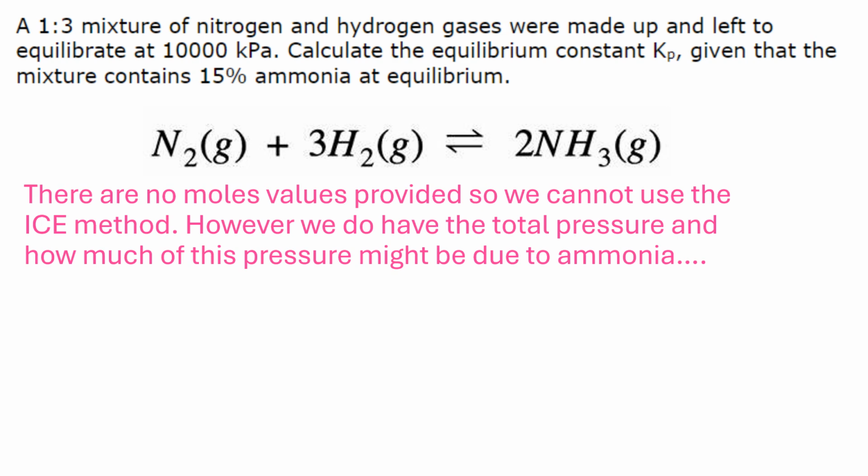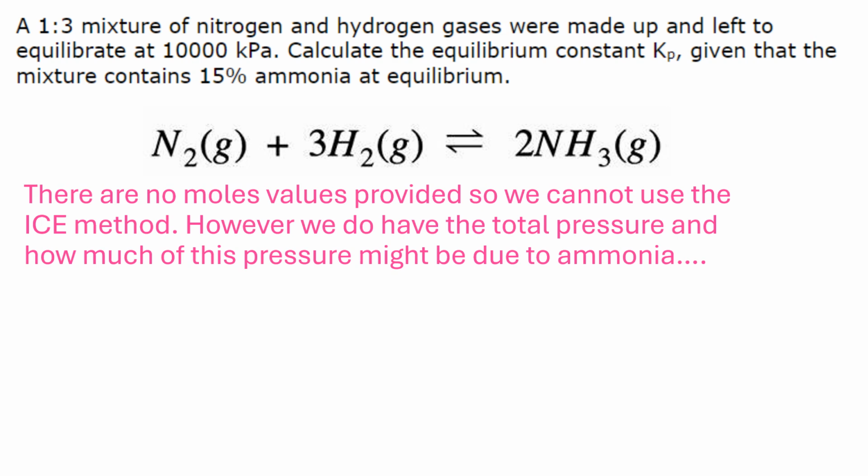So to help us visualize what's going on, firstly let's put the equation down, and usually we'd use what's called the ICE method, ICE being number of moles at initial, number of moles at change, and number of moles at equilibrium, hence the ICE acronym. But the problem is we don't have actually any moles that are quoted, either at the end or at the beginning, so we have to come at this in a slightly different way.